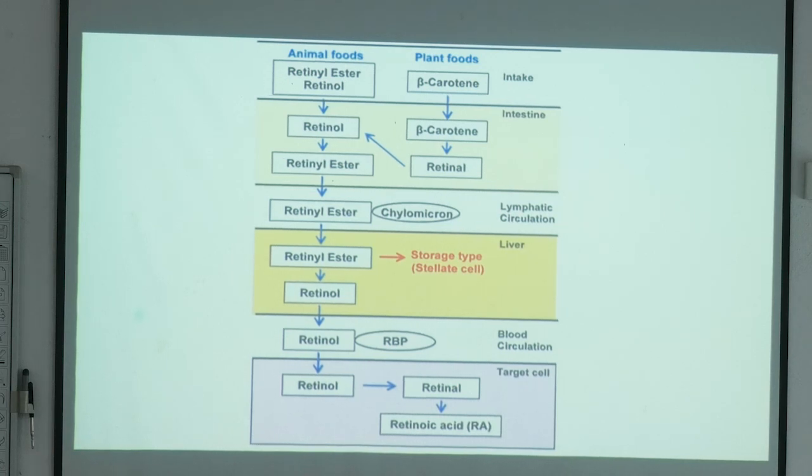So two important considerations you should remember. Retinol is the main vitamin A, and it may be converted to retinal, the aldehyde, or retinoic acid as per requirements in the body.